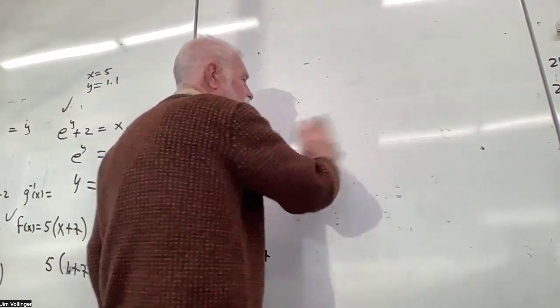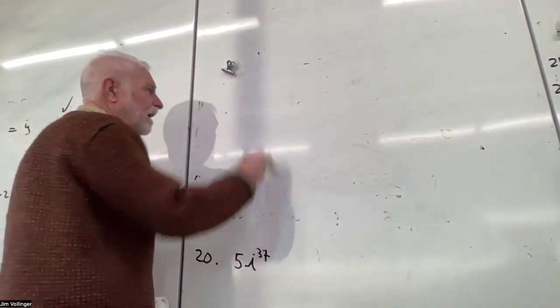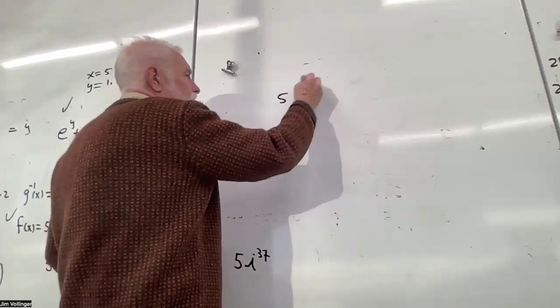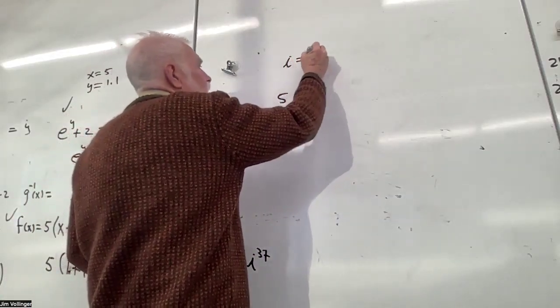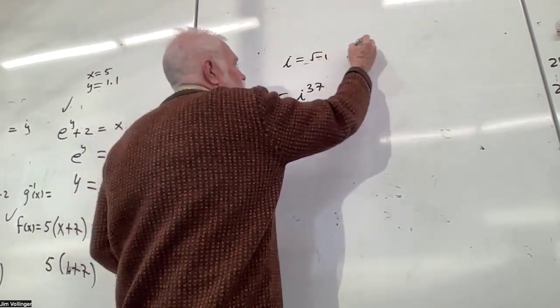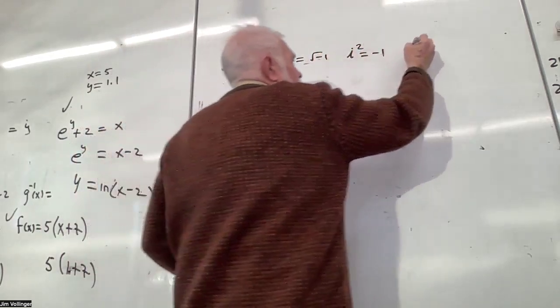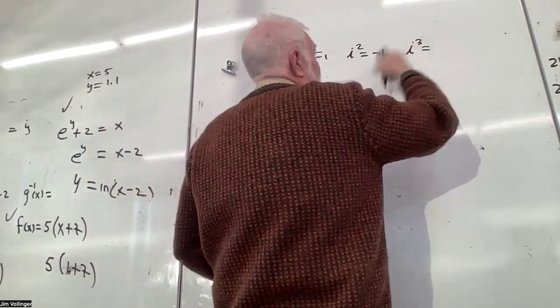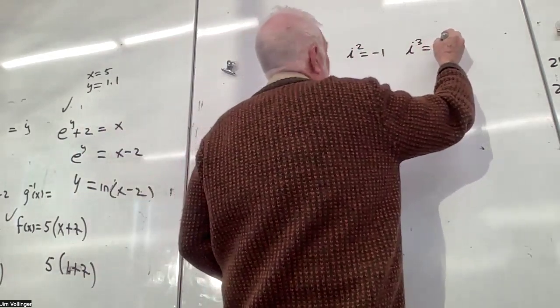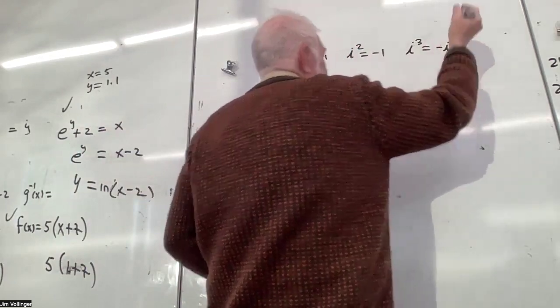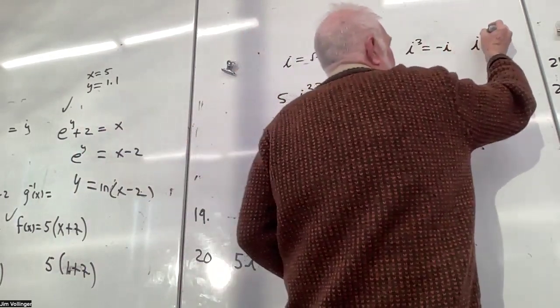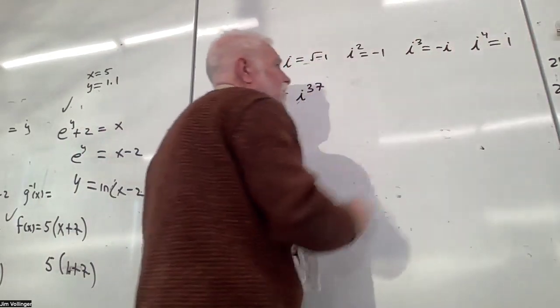I can only tell you what it is, not what it isn't. 5i to the 37. I don't do the textbook. i equals square root of -1. i squared equals -1. i cubed equals the opposite of that, negative i, excuse me. i to the 4th equals 1. I mean, there's a pattern here.